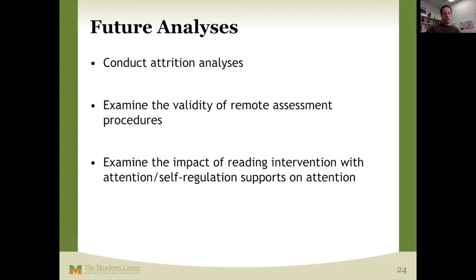In addition to looking at attrition, we plan to examine the validity of our remote assessment procedures to ensure that the differences that we see at time 4 reflect differences in students' performance and not measurement invariance. Lastly, we will examine the impact of our reading intervention that embeds attention and self-regulation supports on attention outcomes. So that's the state of this research, and that wraps up my presentation.